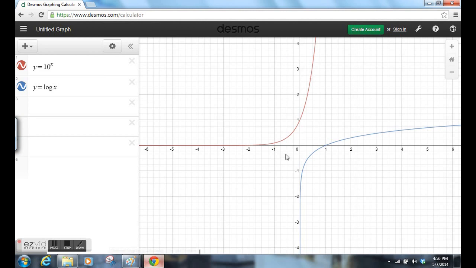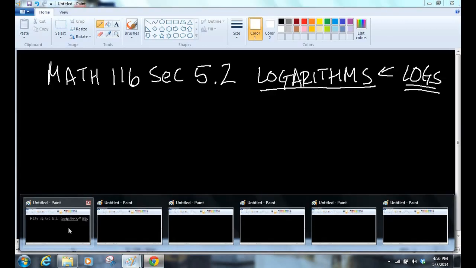So the red one's the exponential function that goes up forever, and the log function tapers off. It sort of decays down. It's for things that don't go forever, but that seem to kind of taper off. So here's some of the basics of log functions.